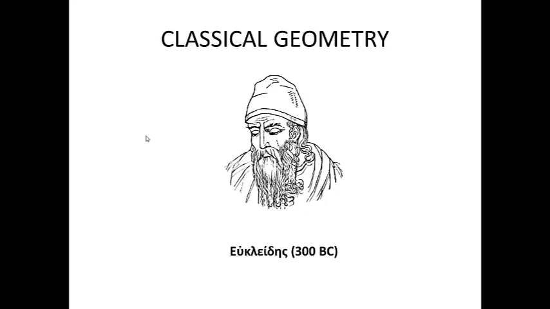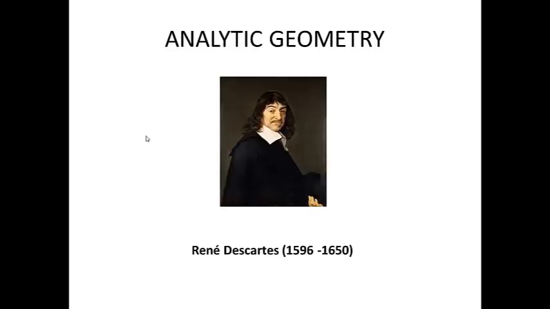The geometry of Euclid was not very simple for calculations, and significantly later René Descartes introduced analytic geometry. Analytic geometry has two basic ingredients. Descartes brought to classical geometry trigonometry and Cartesian coordinates.